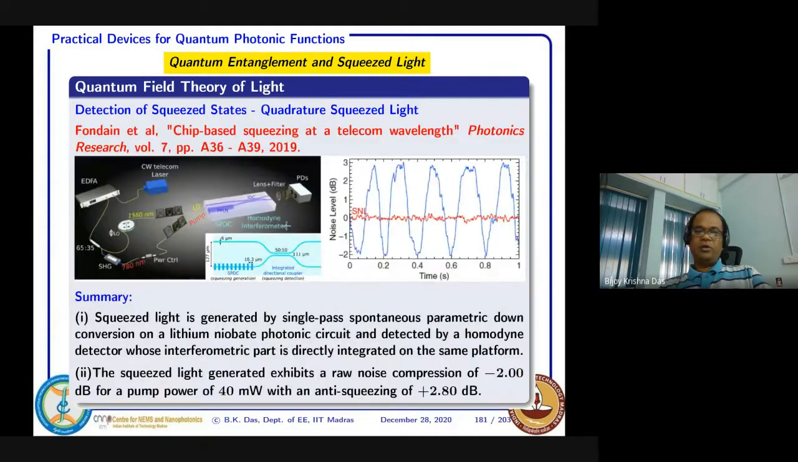Now, this is from a very recent paper published in 2019. I just found a very similar thing. How this quadrature squeezed light was obtained experimentally is shown here. You see, this is so-called integrated photonics, on-chip squeezed light, and they have detected it off chip. So what is there? You have a continuous wave telecom laser. You know what a telecom laser is, right?